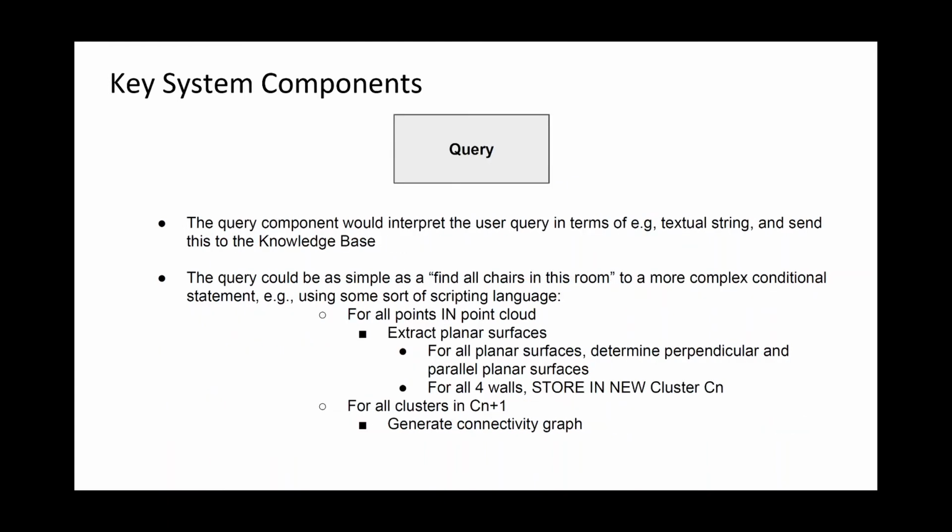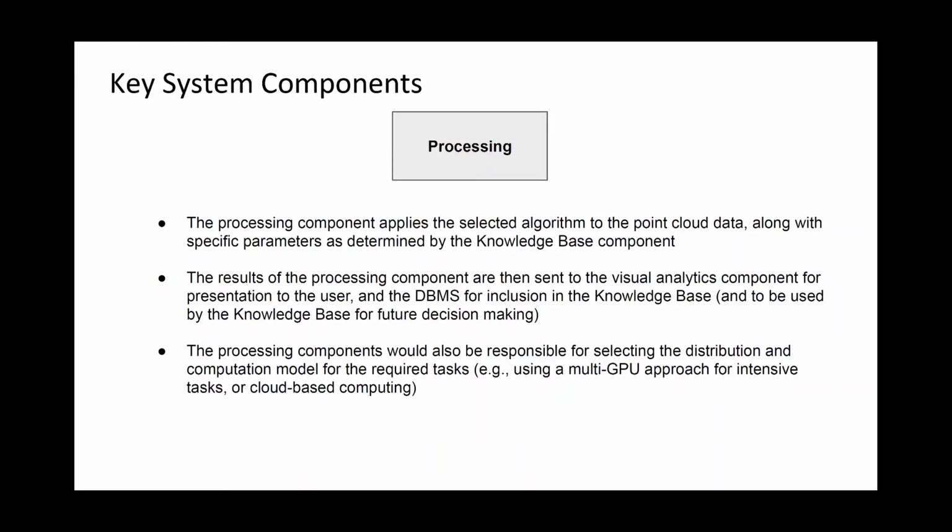The query component would interpret the user's query in terms of textual strings and then send this to the knowledge database. The query could be as simple as to find all the chairs in the room, or a more complex conditional statement, such as using some sort of scripting language. For example, if you wanted to find all the points in the point cloud that correspond to planar surfaces, and then use this calculation to generate some sort of graph that would then be used to form a connectivity graph to show all the rooms in a point cloud representation.